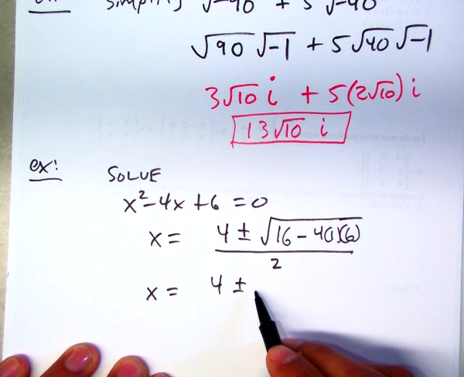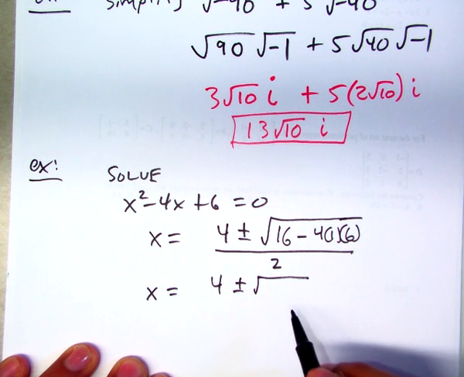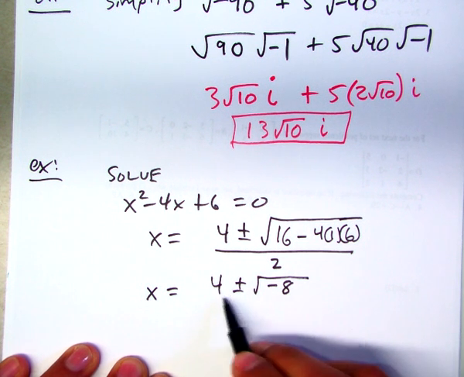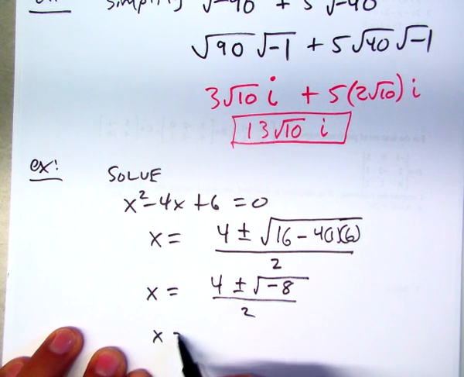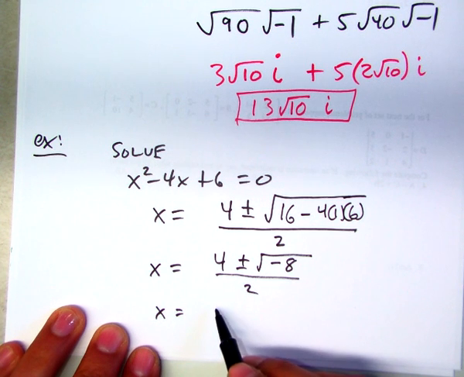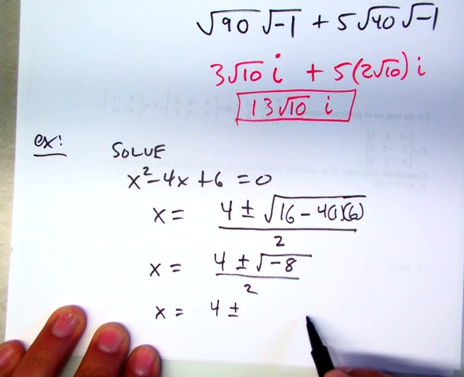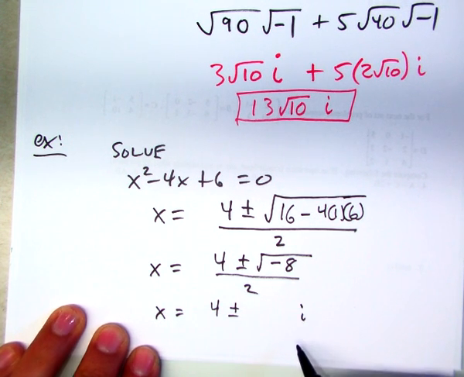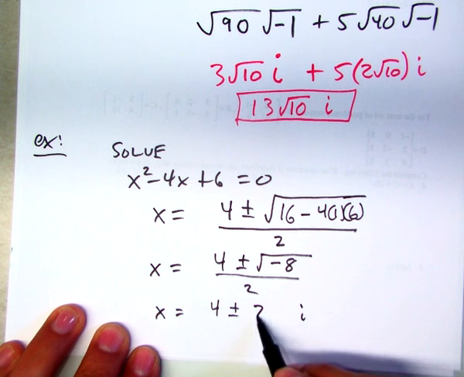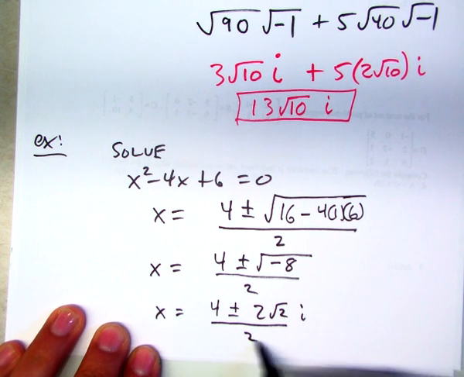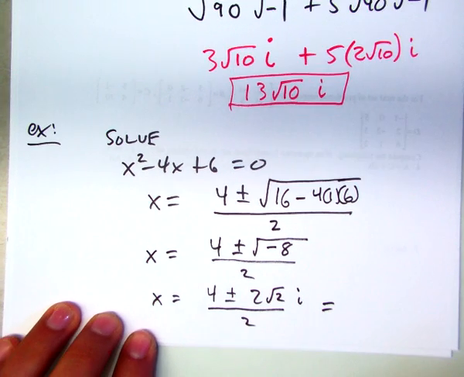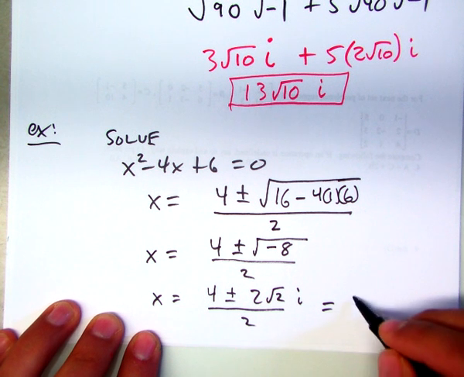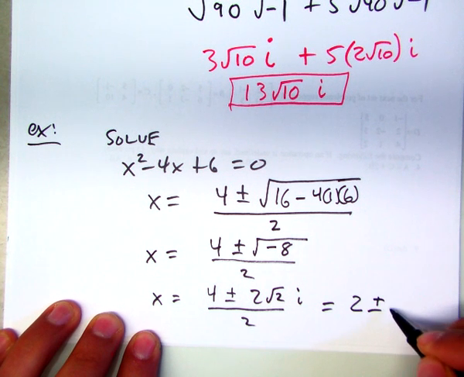So you get negative 8 under the root, over 2. And then take out an i out of the 8. So it's root 8 times i. And don't we know what root 8 is, though? 2 root 2, over 2 and then simplify and that's your answer. How do I simplify that? Divide everything by 2. So 2 plus or minus root 2 i.